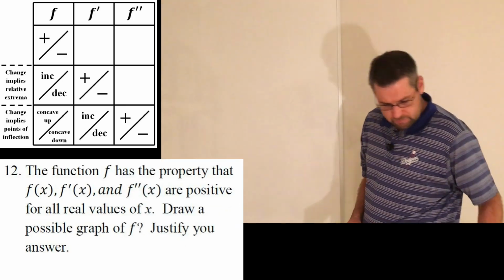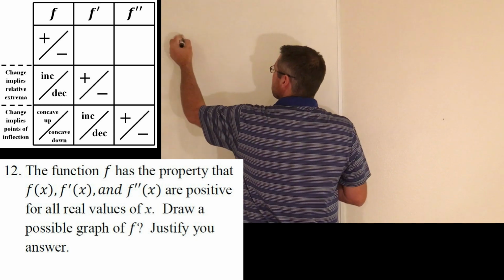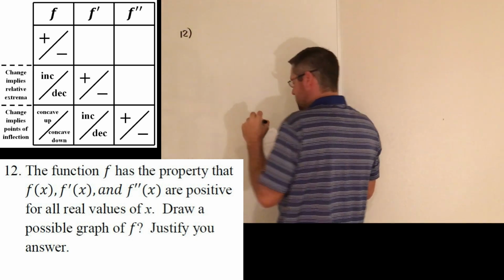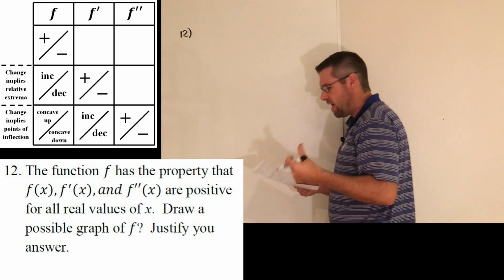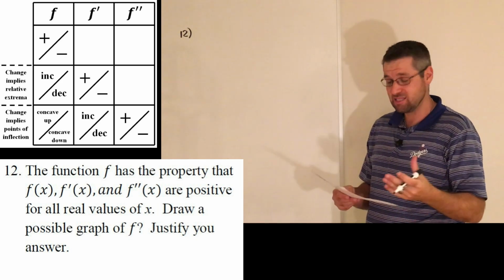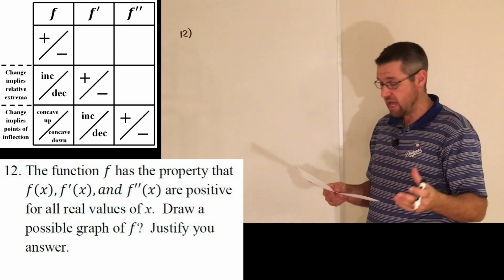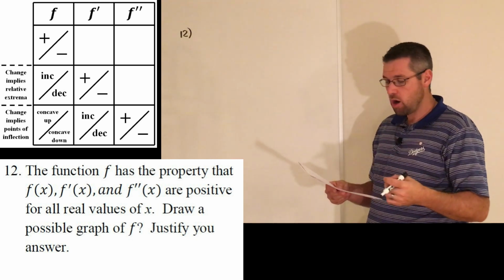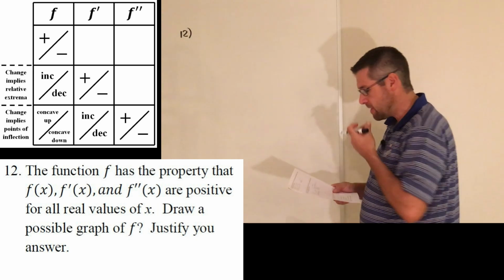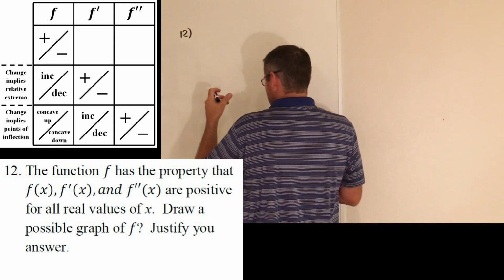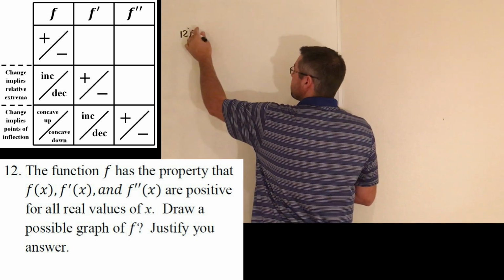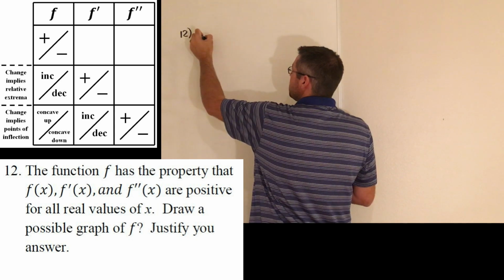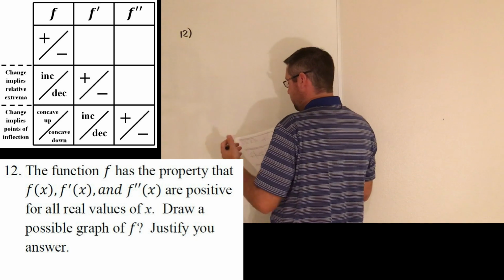For number 12, it gives us a lot of information about different functions. It says that f, f prime, and f double prime are all positive for all real numbers of x. And we're to draw a possible graph of f. Now I like this problem because it requires us to understand our chart in a very in-depth way. So the first thing I'm going to do is interpret what this all means for the graph of f, because that's my goal. I'm trying to graph the function f.